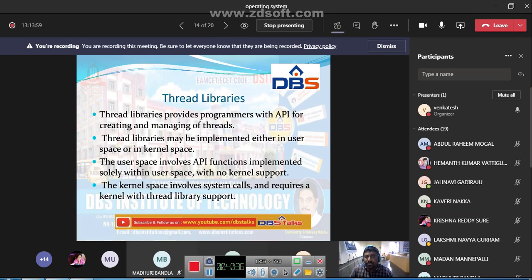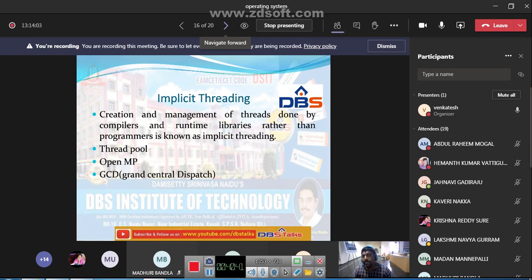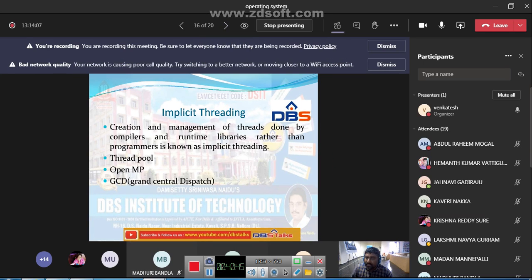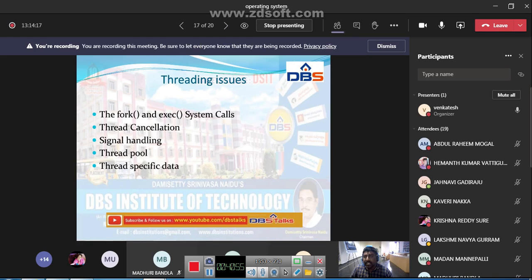Next, what is a thread library, and what are the various thread libraries. Next is what is implicit threading, and the various techniques of implicit threading, that is thread pool, OpenMP, and GCD. Finally, threading issues, what are the various issues when we are working with threads. All these are the topics we have covered in this class.